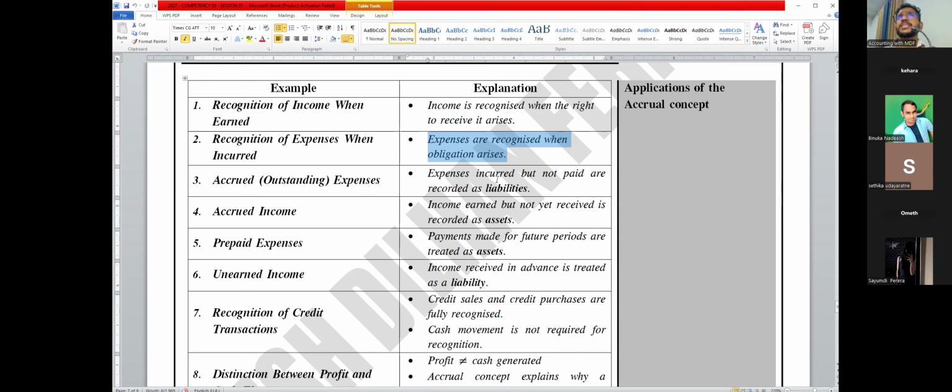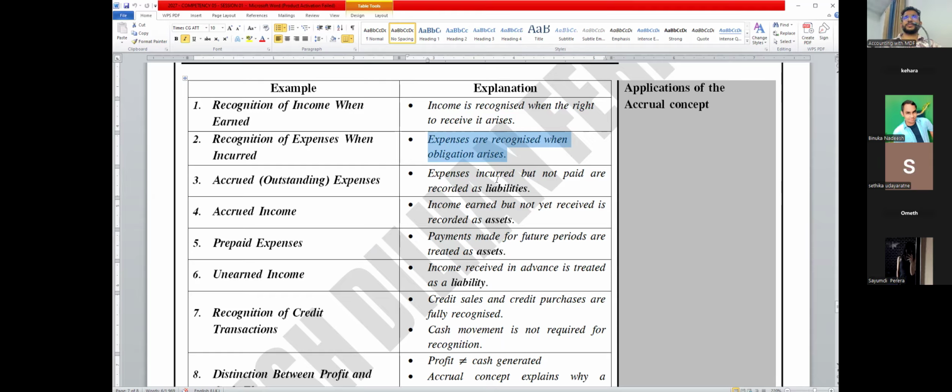Then, accrued expenses. Expenses incurred but not paid are recorded as liabilities. Right? It is recognized as an expense and also recognized as a liability.